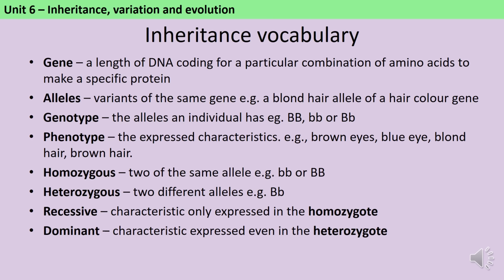And then finally, recessive and dominant are the number 1 terms that students understand but can't define. So an allele is recessive if the characteristic that it codes for will only be expressed in a homozygote, whereas an allele is dominant if the characteristic that it codes for will be expressed even in the heterozygote. If you think about the hair colour example, if you have 1 brown hair allele, then it doesn't matter if the other one is blonde, that brown hair allele will still show up, it will still be expressed. Whereas the blonde hair allele will only be expressed if it's accompanied by another blonde hair allele in a homozygote.